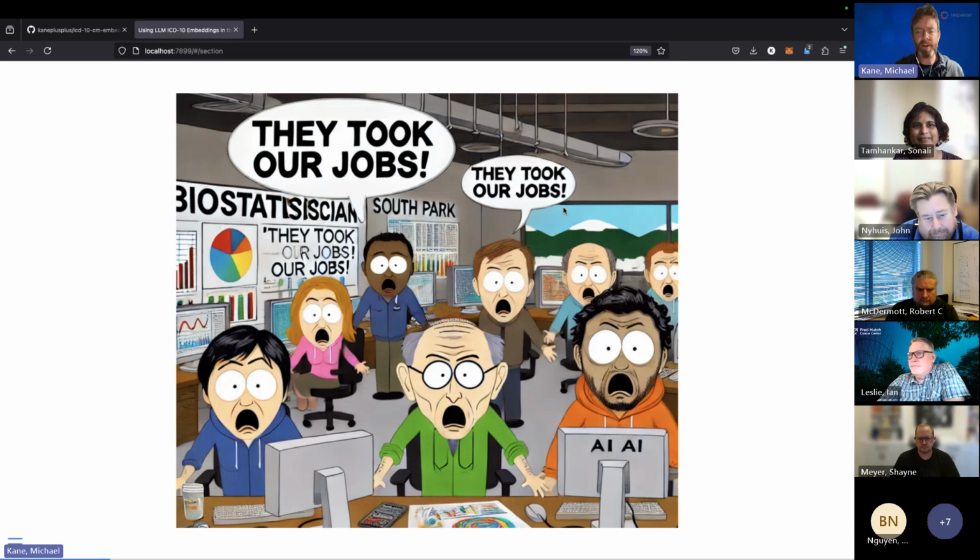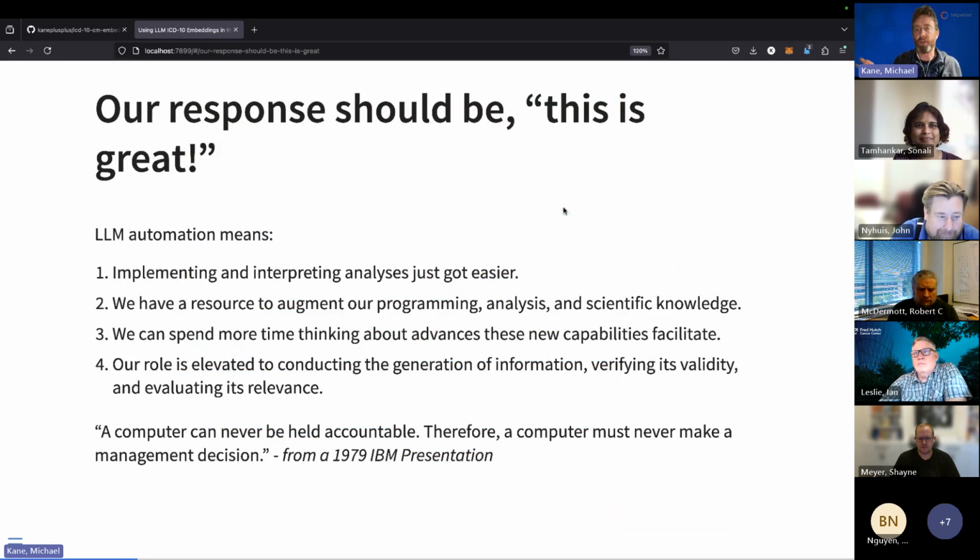But so after I let them kind of stew on that for a little bit, I told them that your attitude with these new technologies should be that this is great, right? Not that this is something that's going to take something away from you, but this is going to change and make your job better, right? So I want to point out that LLM automation means implementing and interpreting analyses just got easier, right?